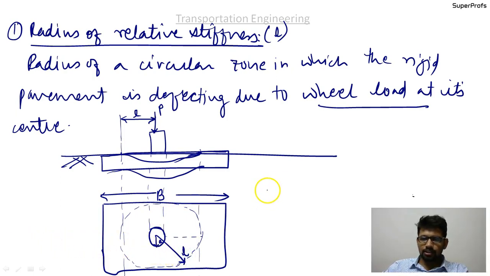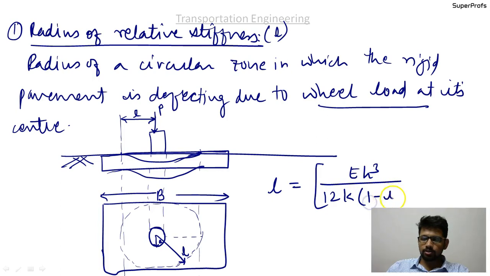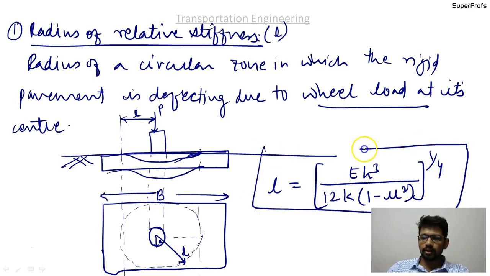This radius of relative stiffness L is given by the formula L equal to [E h cube upon 12 k (1 minus mu square)] to the power 1 by 4. This is the formula for the radius of relative stiffness. Let us now see what the terms in this are.